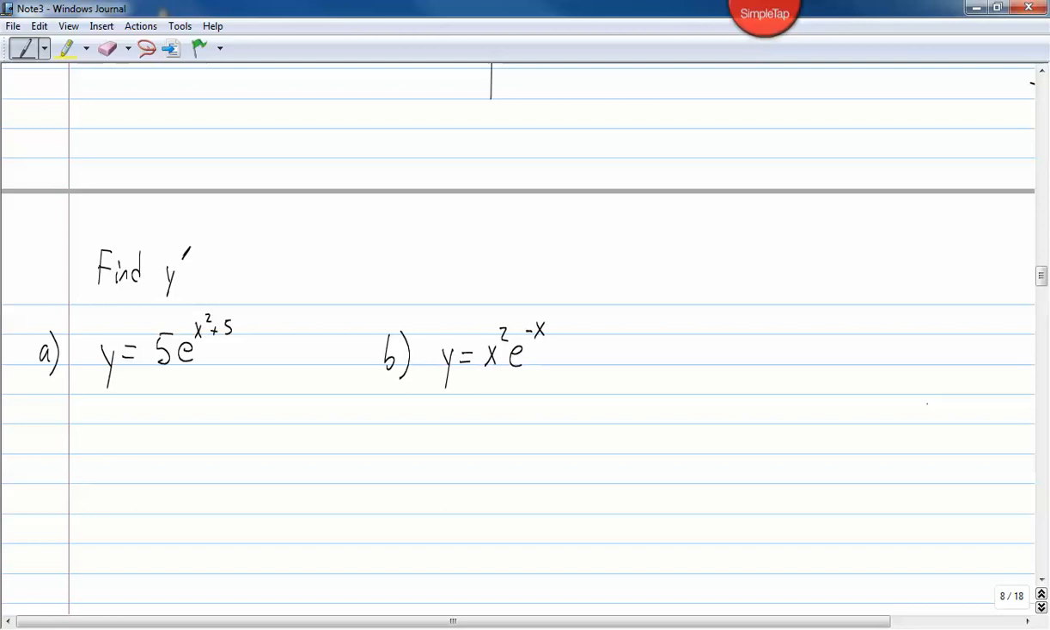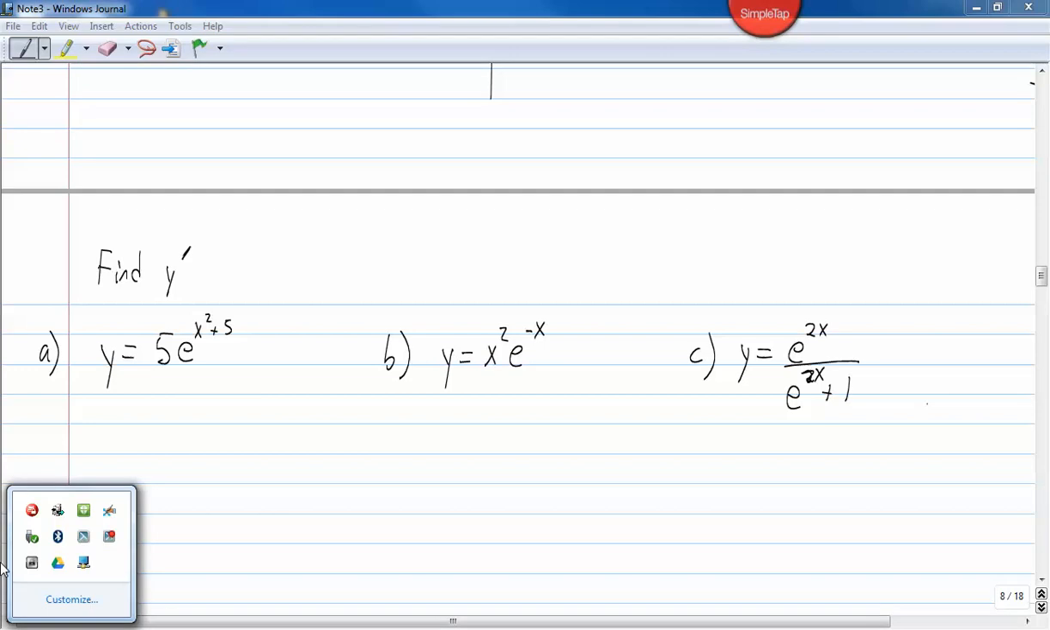And then, since some of you are really wanting to do some quotient rule as well, which I don't blame you, I like doing quotient rule. It's e to the 2x over e to the 2x plus 1. Alright, so let's try to find those 3 derivatives. After we get through those, we'll practice with some more integrals.